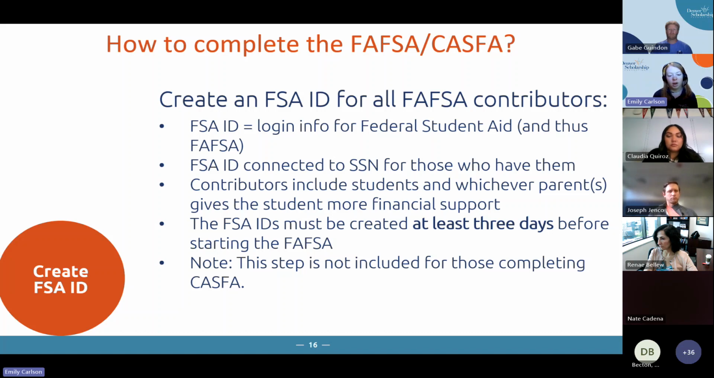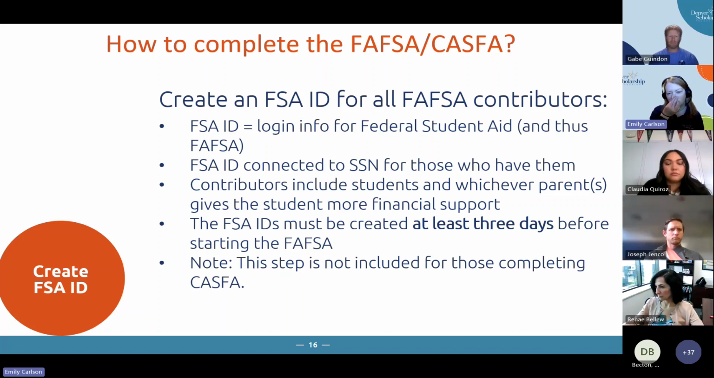That's important as we're working with students to remember that they need to already have their FSA ID for a couple days so that their identity can get verified before we begin the FAFSA. And this step is not included for those completing the CASFA because it does not go through Federal Student Aid, but they do have a login that they will have to create as well.